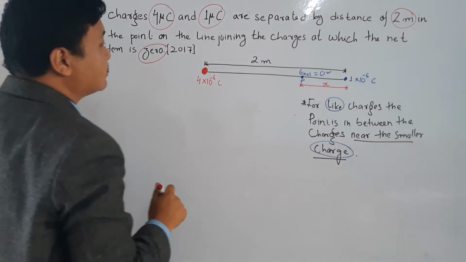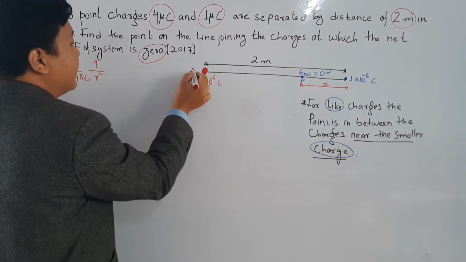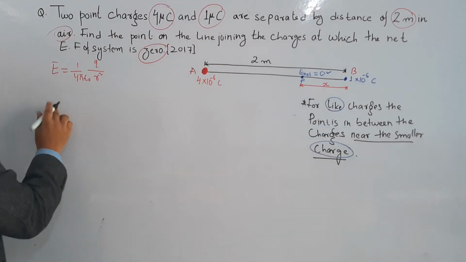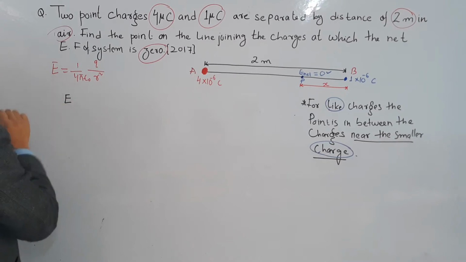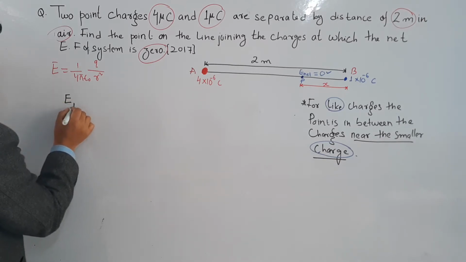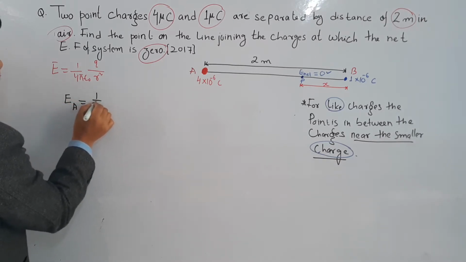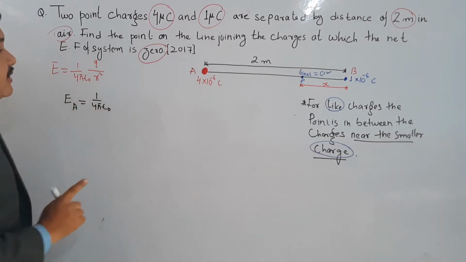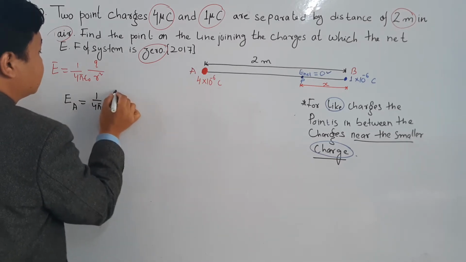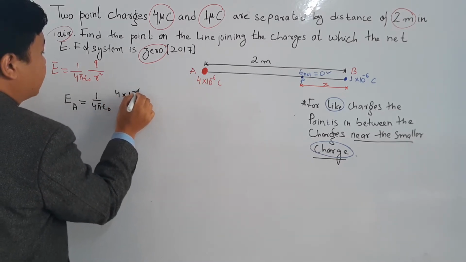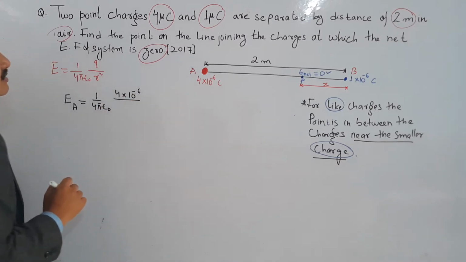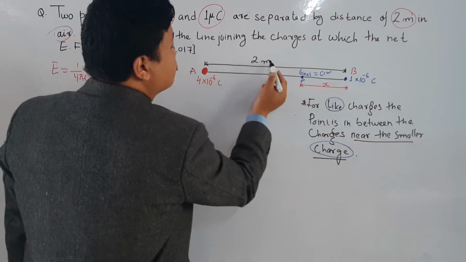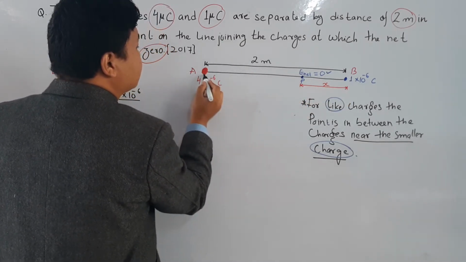So there are two charges, one at A and one at B. So let me find the electric field due to A. Then this will be 1 by 4 pi epsilon naught, Q is how much? This is 4 into 10 to the power minus 6 divided by R square. What is the distance R? How much is the distance? From this to this is 2, and I want the distance from this charge to this point.